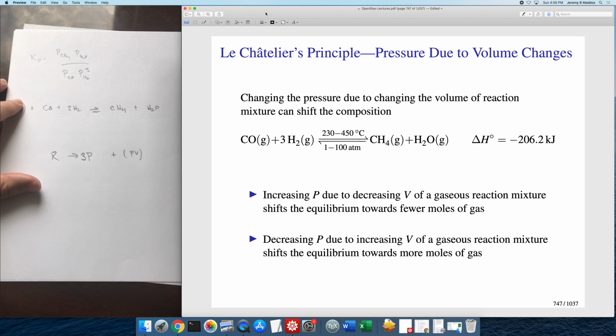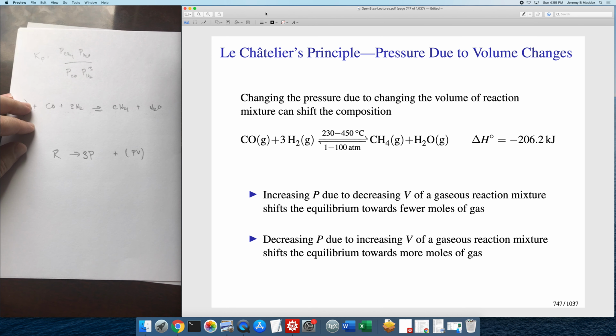gaseous reactions. What I'll point out as a final thought on that is that if the number of moles of gas on each side of the reaction is the same, then there isn't a pressure effect using these volume changes. So you have to have a difference in the number of moles of gas in order for the pressure change to have an effect.